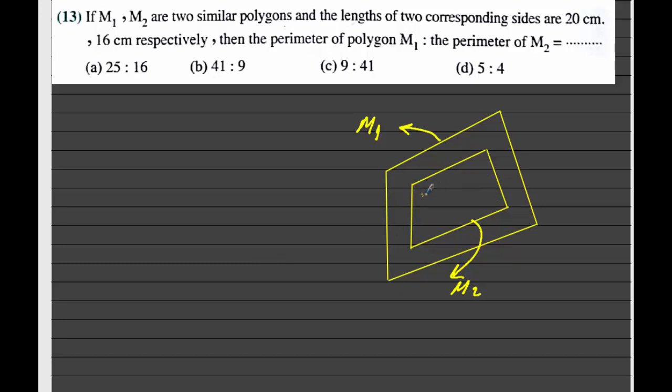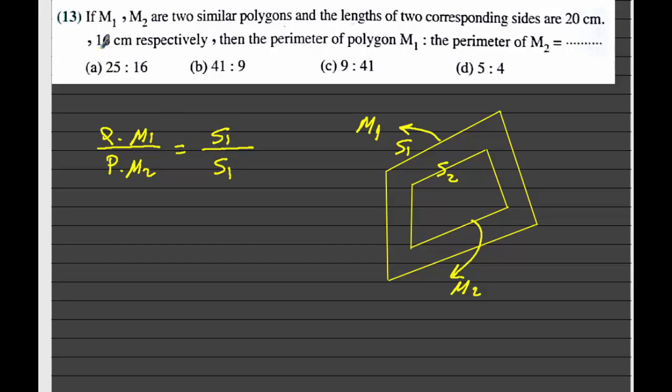So the perimeter of the first will be the sum of all sides, over the perimeter of the second. It is a rule. So the perimeter of M1 over the perimeter of M2 equals the length of any side of M1, S1 over S2, side 1 over side 2, or the ratio between them. It is a rule here: the perimeter of the first over the perimeter of the second equals the ratio between two corresponding sides.